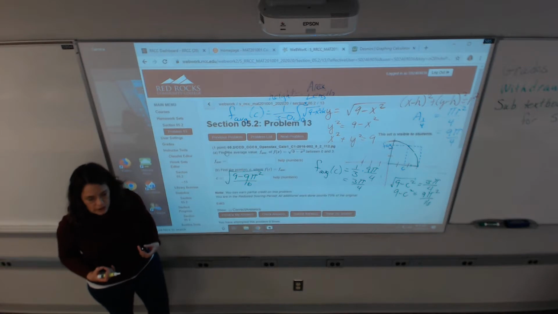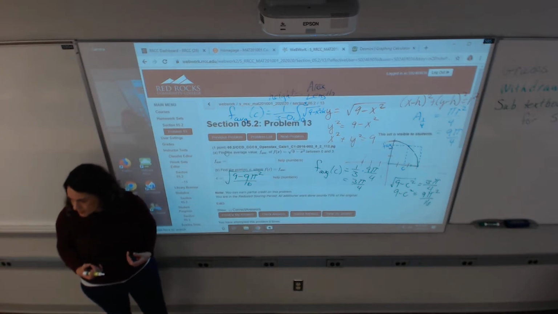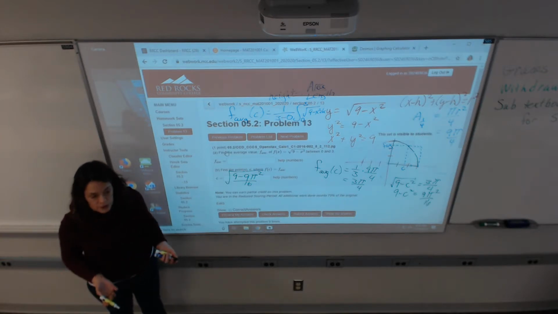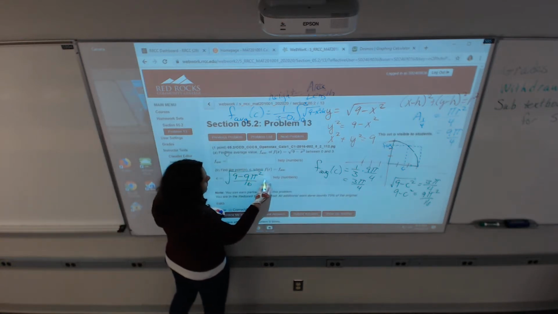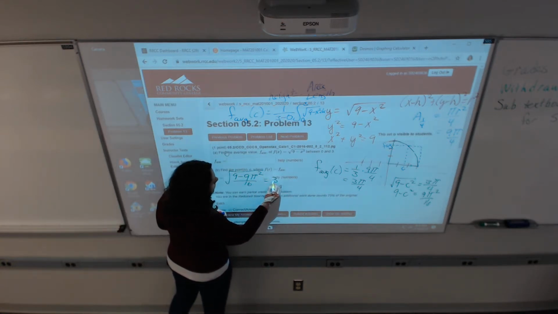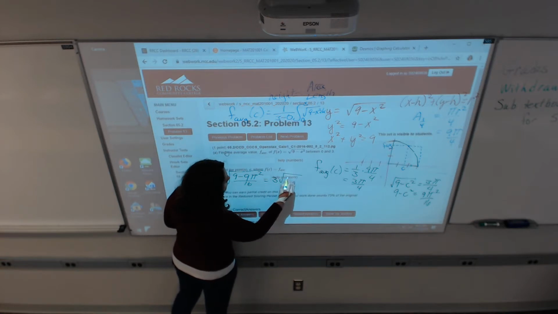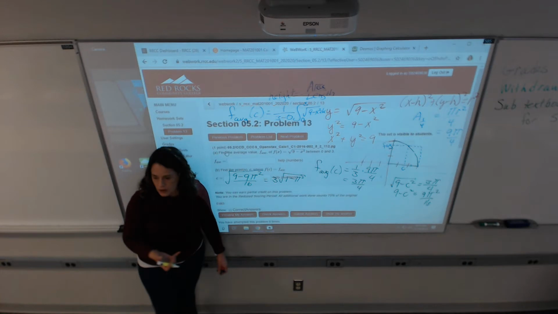Why would you do that? Why pull the 9 out? It's a perfect square. If it weren't a perfect square, I wouldn't bother. But it is a perfect square. So I'm going to pull it out, and that would give me 3 square roots of 1 minus pi squared. Can I do the pi squared?